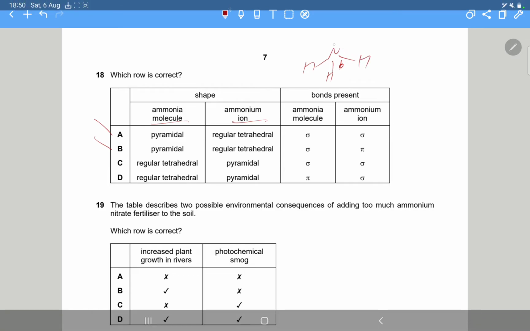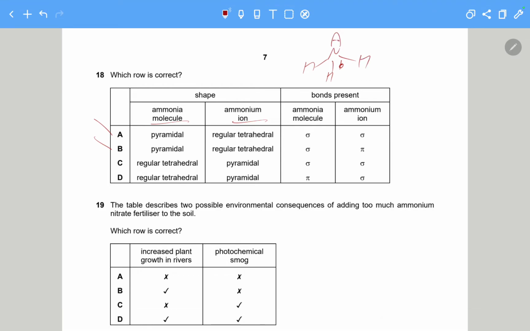So this is the pyramidal structure, and all three N-H bonds are sigma bonds. And the ammonium ion, NH4+, has a tetrahedral structure, and all bonds are sigma bonds because there are no double or triple bonds. So all bonds are sigma bonds. So the correct answer is A.